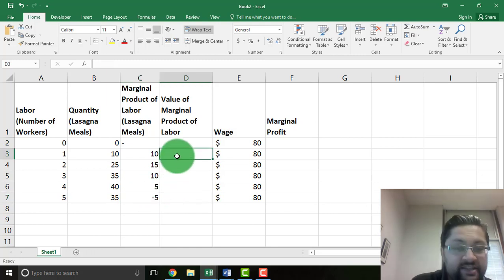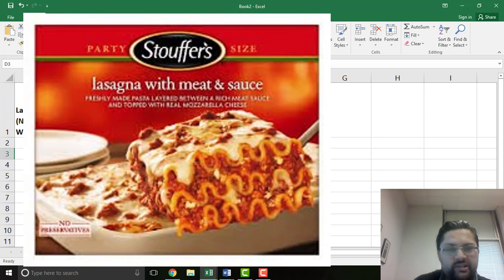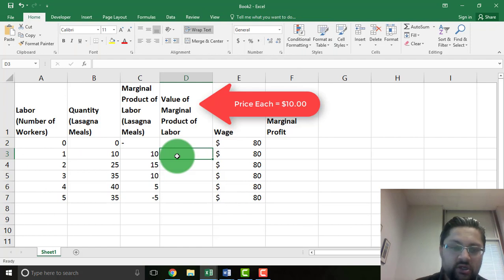Okay, so let's move on to D. Let's say that each of these is worth $10. So this lasagna, we're going to sell them for $10. Maybe they're Stouffer's lasagnas at Hy-Vee in the frozen food case. Okay, so Stouffer's lasagnas, $10. Here's what we do. We just want to note that it's going to be $10.